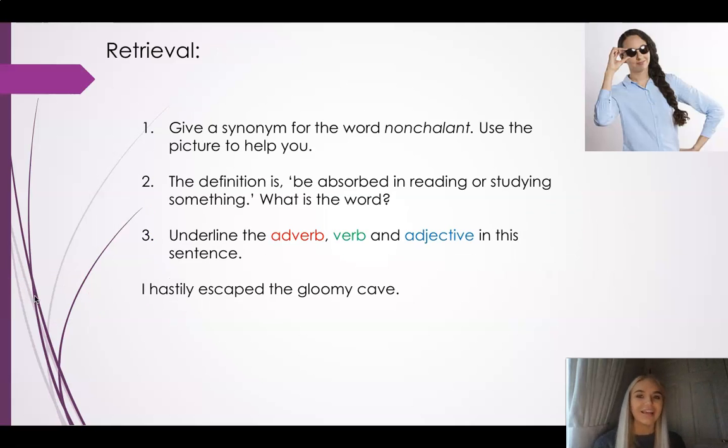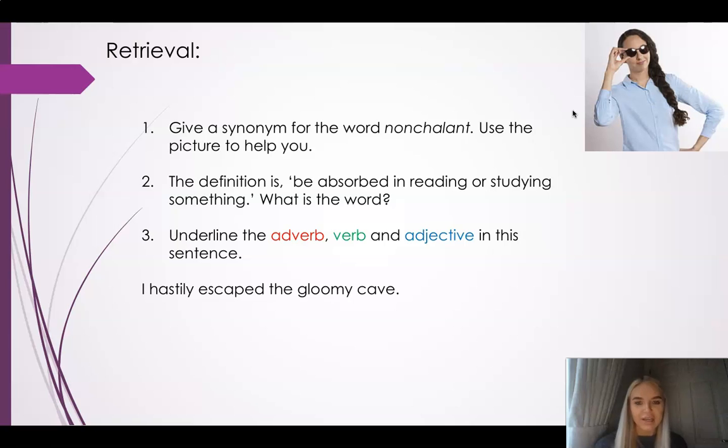So, I have got some retrieval for you today. The first one is give a synonym for the word nonchalant. Use the picture here to help you. Can you remember what a synonym is? That's right, it's a word that means the same or similar as our word.